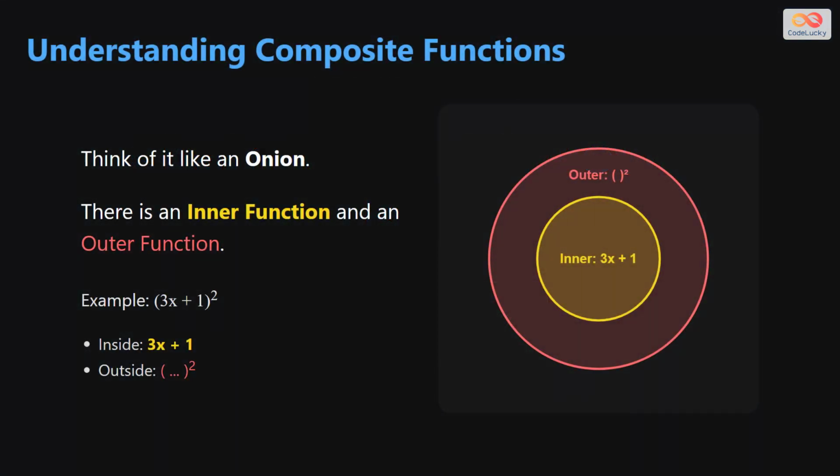Before we differentiate, we need to understand what we are dealing with. A composite function is like an onion. It has layers. In our case, we have an inner function, which we call g of x, wrapped inside an outer function, which raises that inner part to a power. For example, in (3x + 1) squared, the 3x + 1 is the inside, and the squaring is the outside.